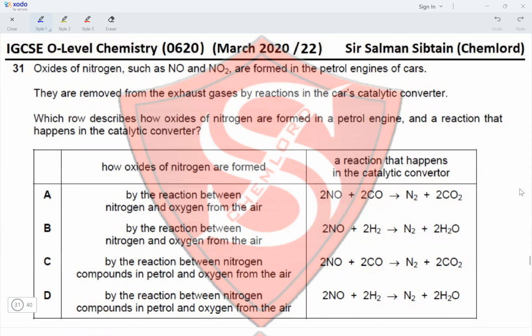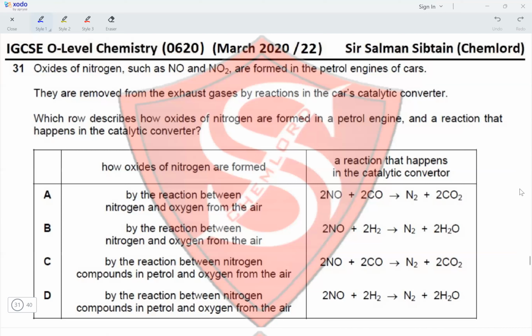Oxides of nitrogen such as NO and NO2 are formed in the petrol engines of cars. They are removed from the exhaust gases by reactions in the car's catalytic converter. Which row describes how oxides of nitrogen are formed in a petrol engine and a reaction that happens in the catalytic converter? Okay, so how are oxides of nitrogen formed?